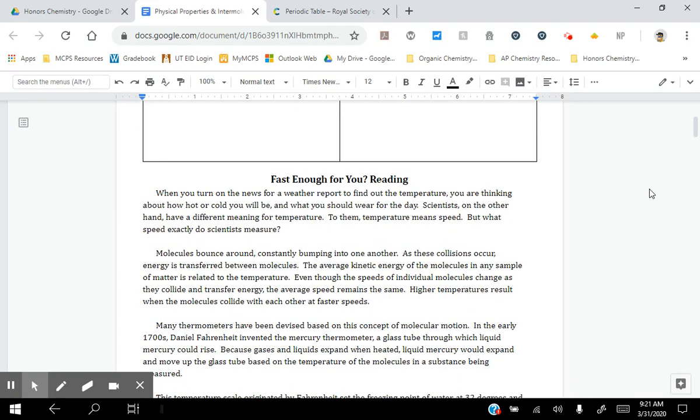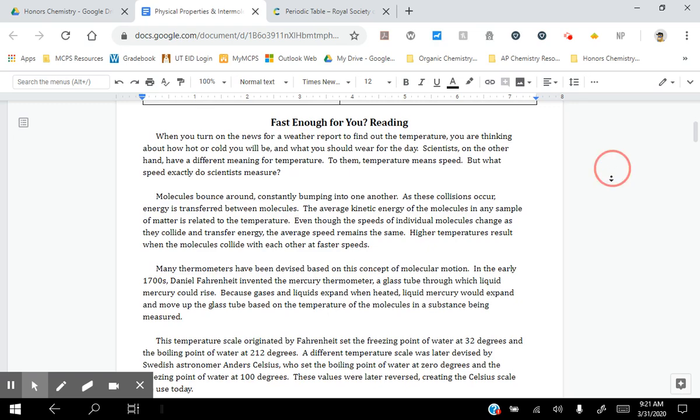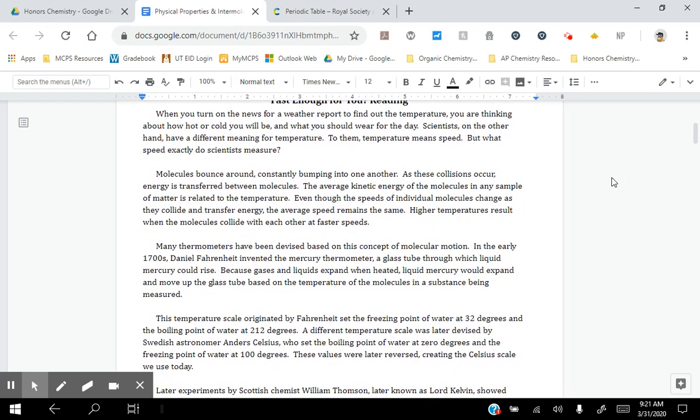We're going to look at them first through this reading. I'm not going to read the entire thing, but I am going to talk about some of the key points. I want to jump to the end of this first paragraph. They talk about temperature, but in science, temperature refers to speed. So we want to talk about molecules and how they move around. Molecular motion is the key idea that's going to be the backbone of everything we're looking at today.